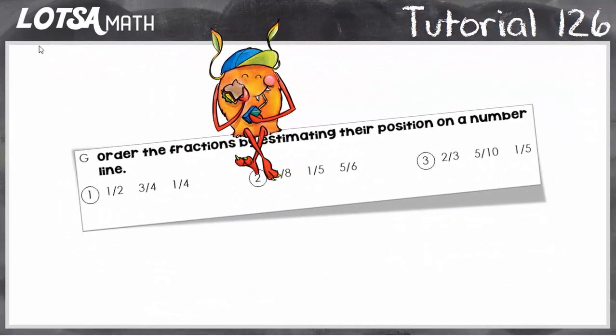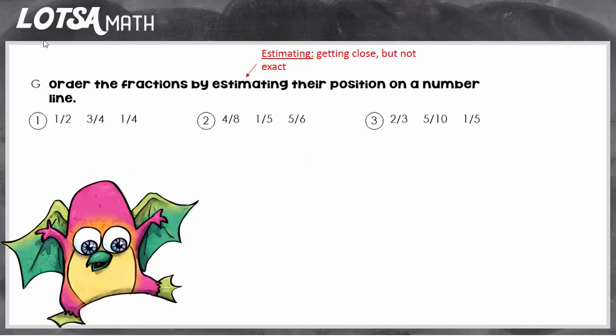For these questions, we're going to estimate the order of the fractions. So the directions say we're going to order the fractions by estimating their position. Estimating means that we just need to get kind of close to where the position or the spot is. And we're going to put that on the number line. Before we do that, I want to show you some things I know about fractions.